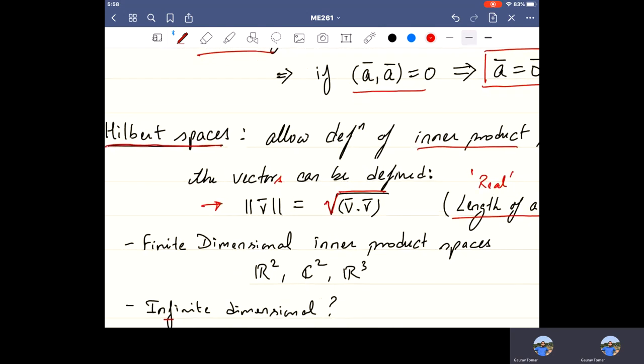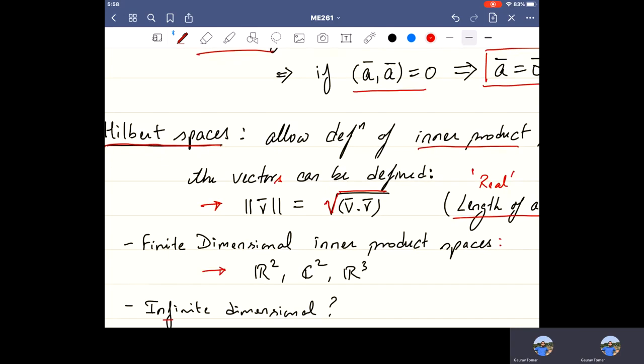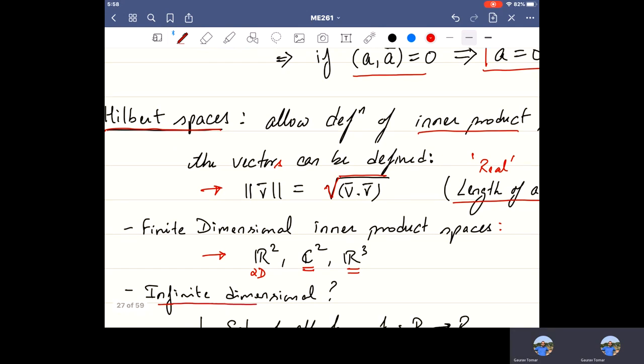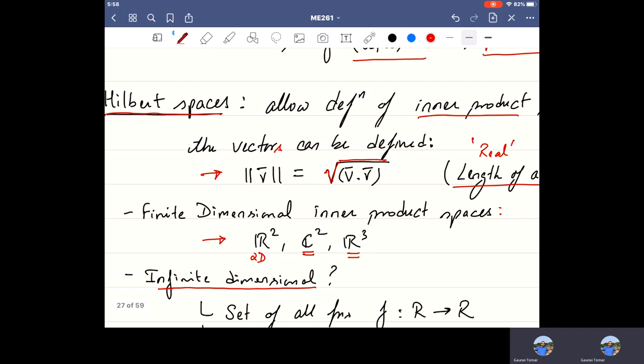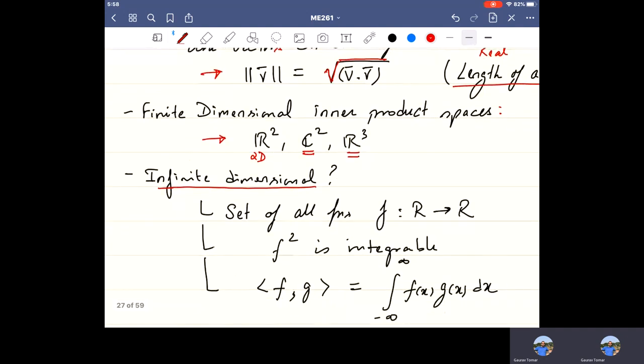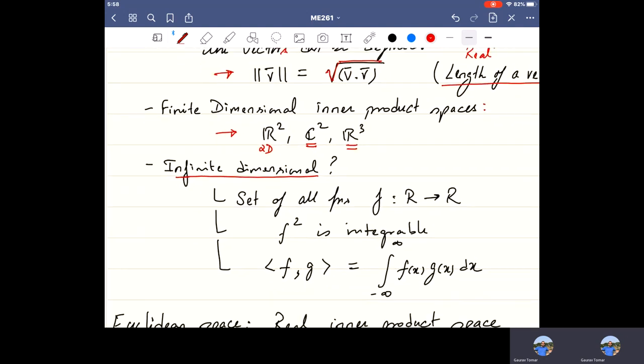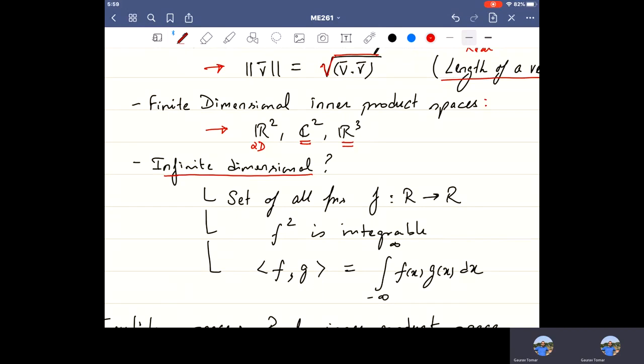Examples of finite dimensional inner product spaces are two-dimensional real space, two-dimensional complex space, and three-dimensional real space. And then you have infinite dimensional inner product spaces also. What are they? You have already seen them before, the polynomial spaces, or vector spaces of functions.